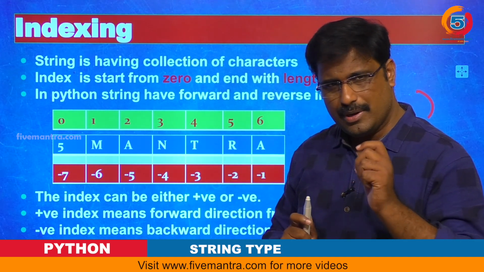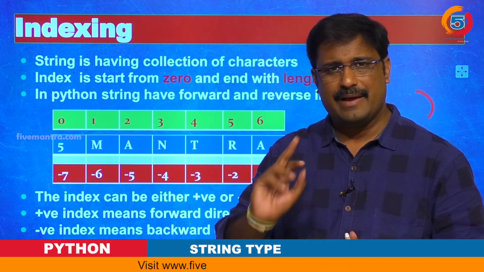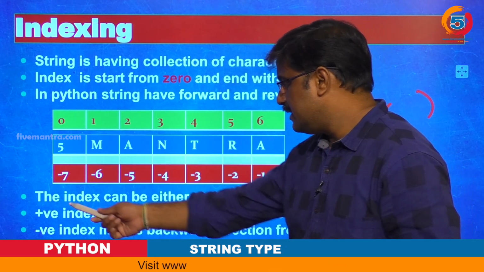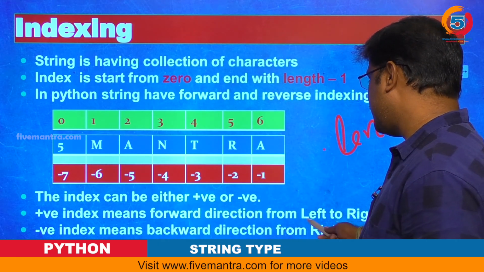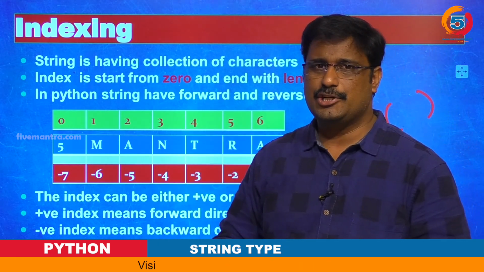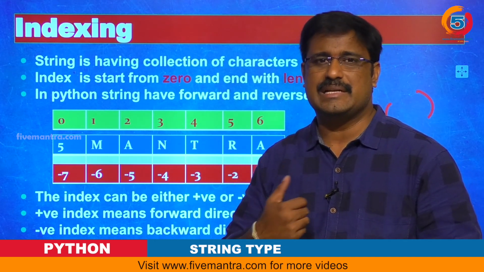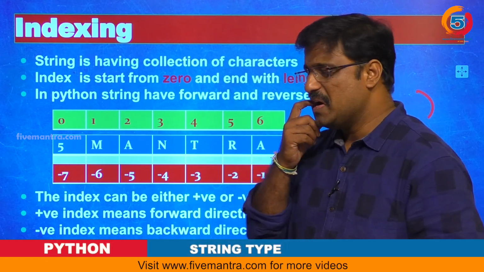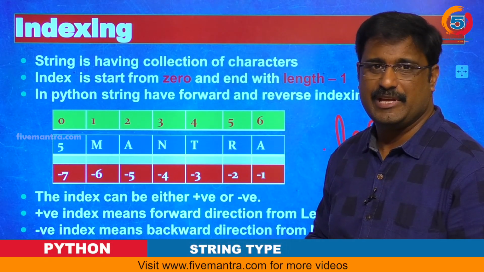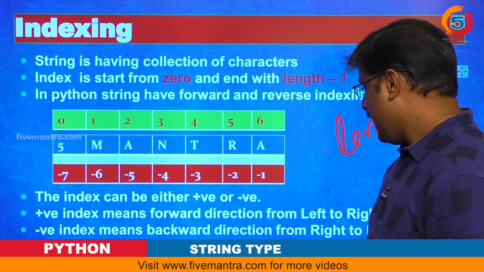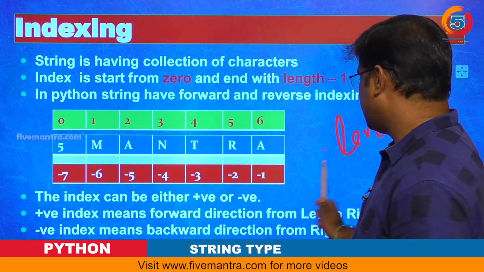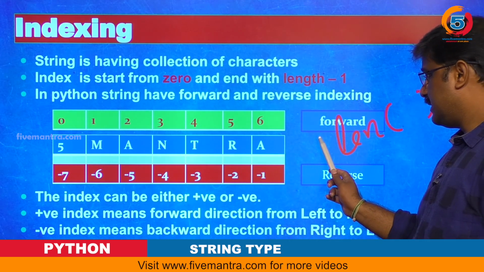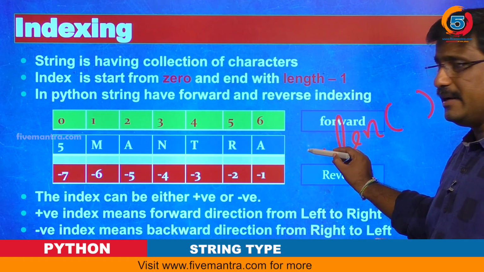Now you have to remember that in Python we have two types of indexing. One is forward indexing, the positive direction from left to right. The other is negative indexing, which we call reverse indexing, where -1 is the last. There is no zero, remember this point. This is the reverse indexing, and this is the forward indexing. In this way we complete this session.